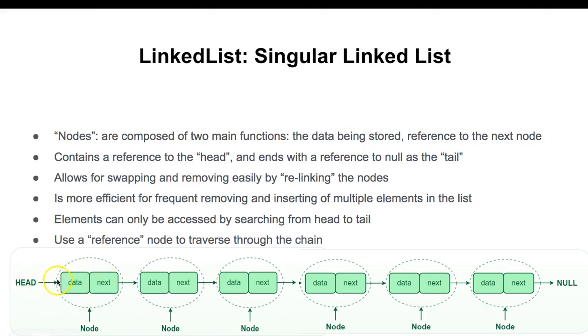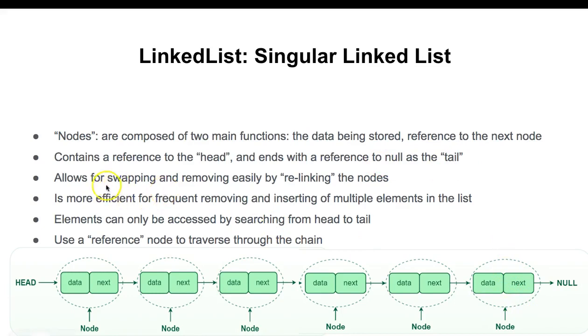So this is the head, the first node, right? It's pointing to the next one, to the next one, to the next one. And each node has the data that it's working with and the reference to that next node, right? Everything starts from the head and ends with a reference to null at the tail, right? So this is the tail because it's pointing to null.